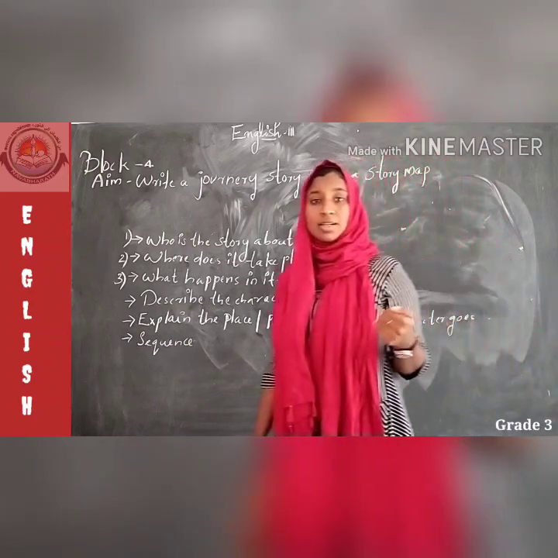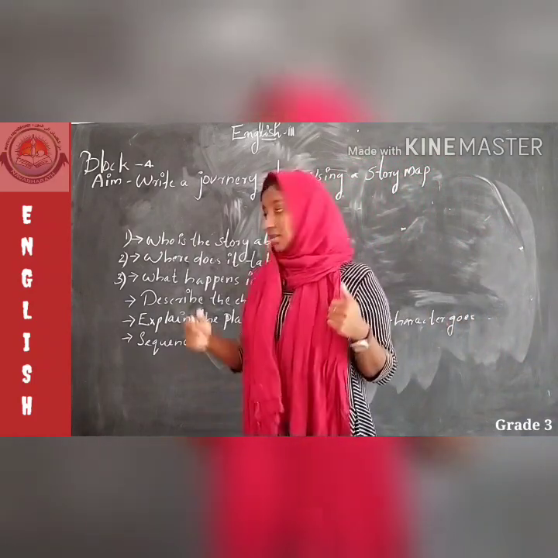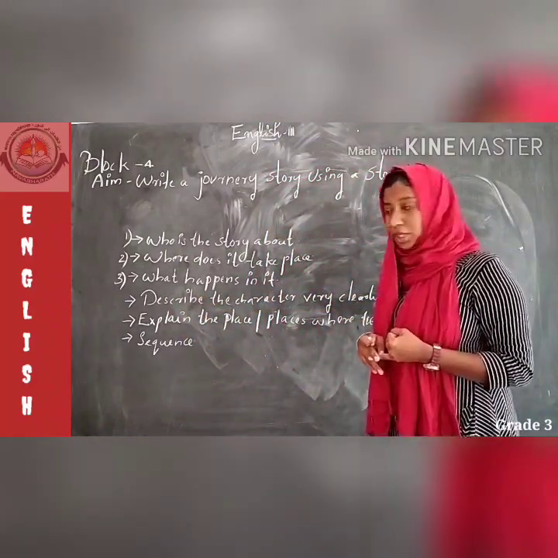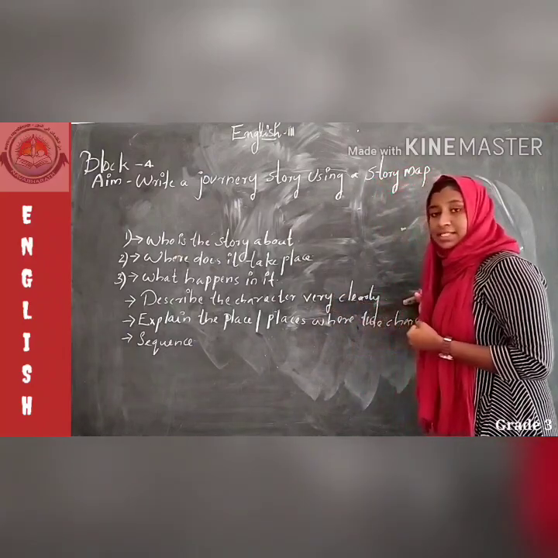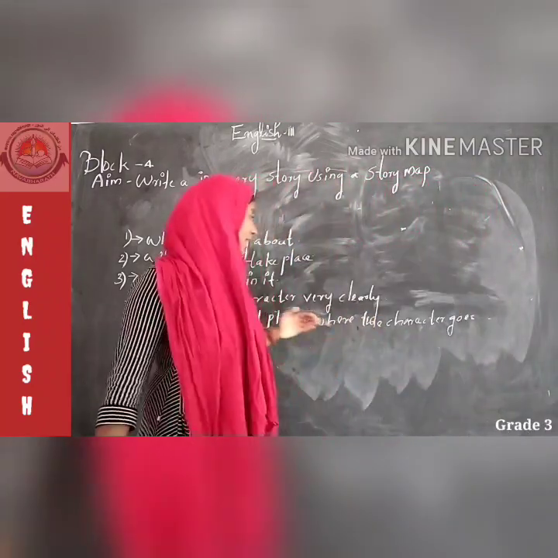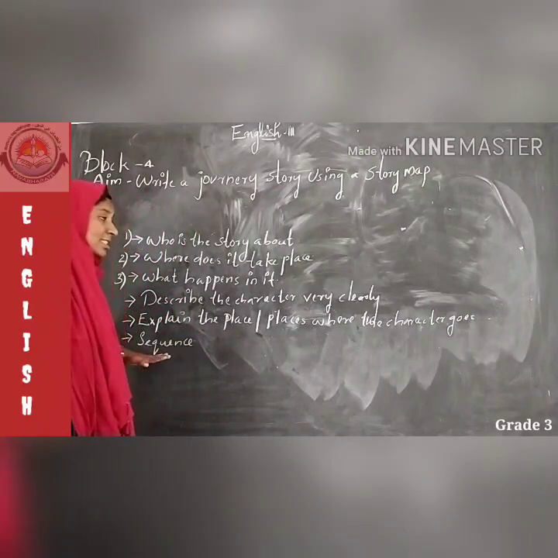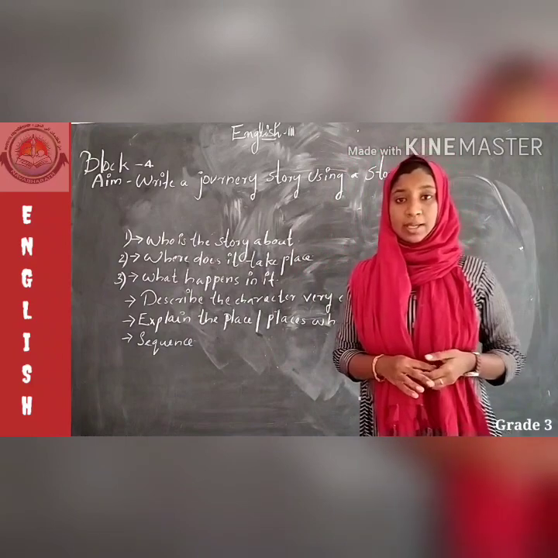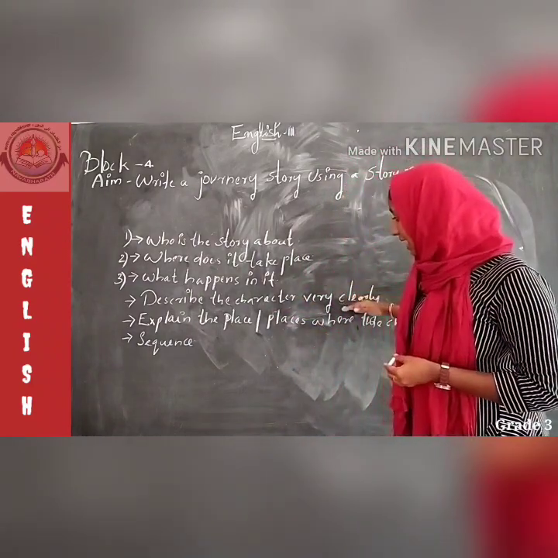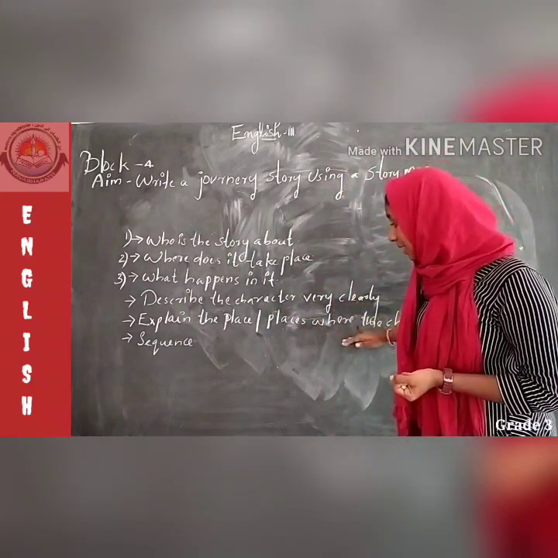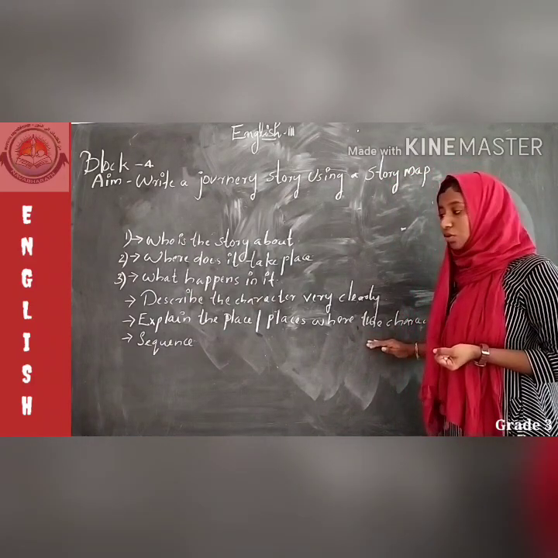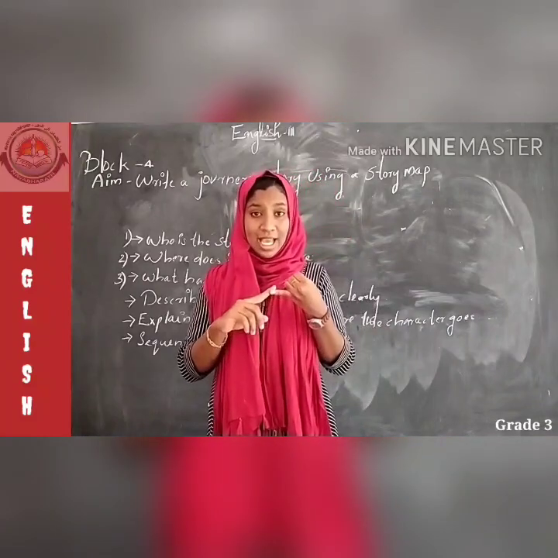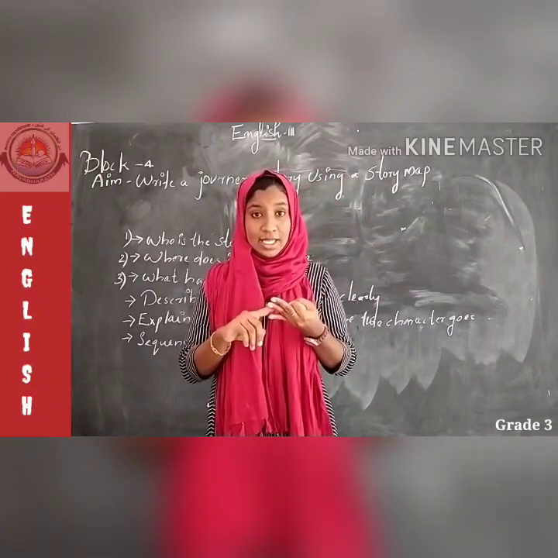After that, we said that you should describe the character very clearly. It is very important, okay? Then explain the place or places where the character goes. And the last one is sequence. It is also very important while writing a story. The first one, describe the character very clearly, then explain the place or places where the character goes, and the sequence. Sequence means your story must have a beginning, middle and end, okay?